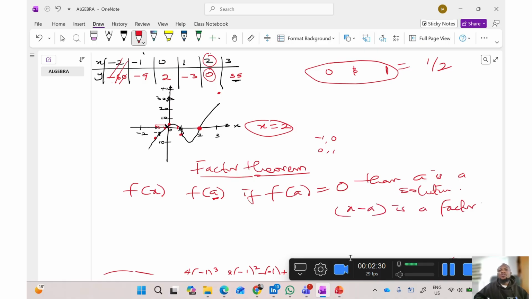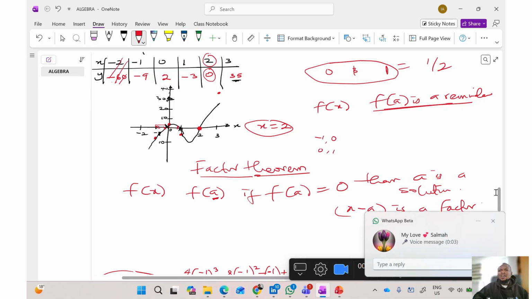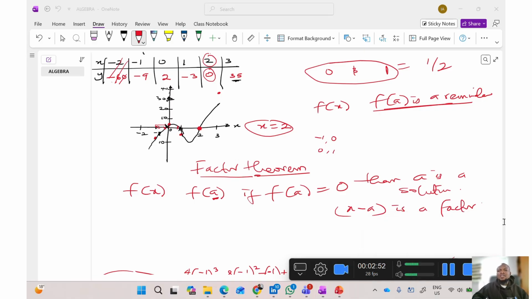Do you understand? If you remember that theorem, I said for every f of x, the value of f of a is a remainder, that is if f of a is not equal to 0. If you guys can still remember that. So if f of a is equal to 0, then a is a solution, then that implies that x minus a is a factor. I hope this is understood. Okay, good. So let's test that for this expression.